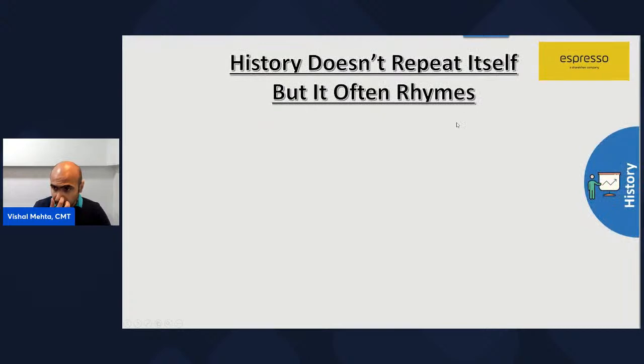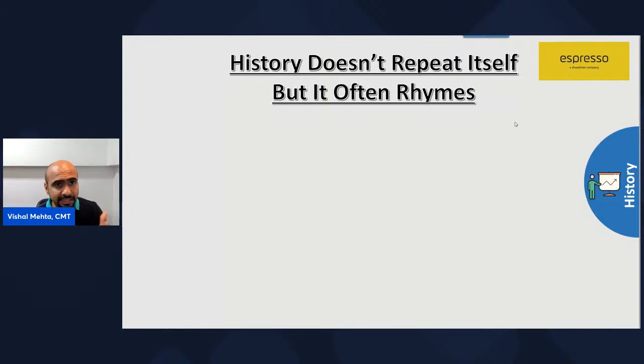Okay, so how many of you believe that history repeats itself, but it often rhymes? Okay, matlab history repeat hoti hai, lekin wo exactly same reason se repeat nahi hoti hai. There are days where history is repeated in a way where, I'll give you a simple example. 1992 mein there was some other reason. 1929 was a crash, 1987 was a crash, 2000 dot-com bubble was a crash. Then 2008, subprime crisis, 2020, the COVID crisis.